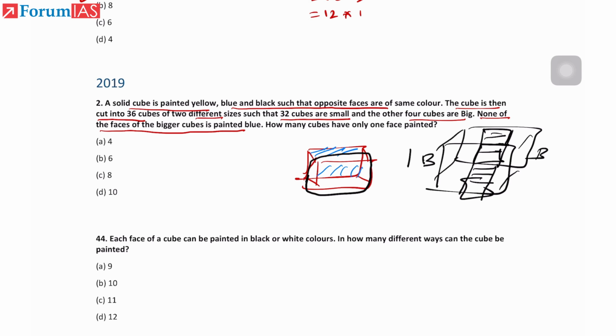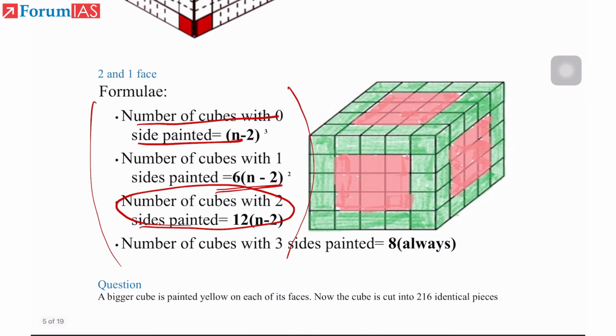Now they're asking how many cubes will have only one face painted. For one face, we know it is in the center. Let us refer to the formula again. For 1, it is 6 into (n minus 2) whole square. Basically, if this is n and this other side is n, it is n square, (n minus 2) square. But in this particular case, this side will not be there. So instead of having it on the 6 faces, we will have it on the 2 faces. That is the catch here.